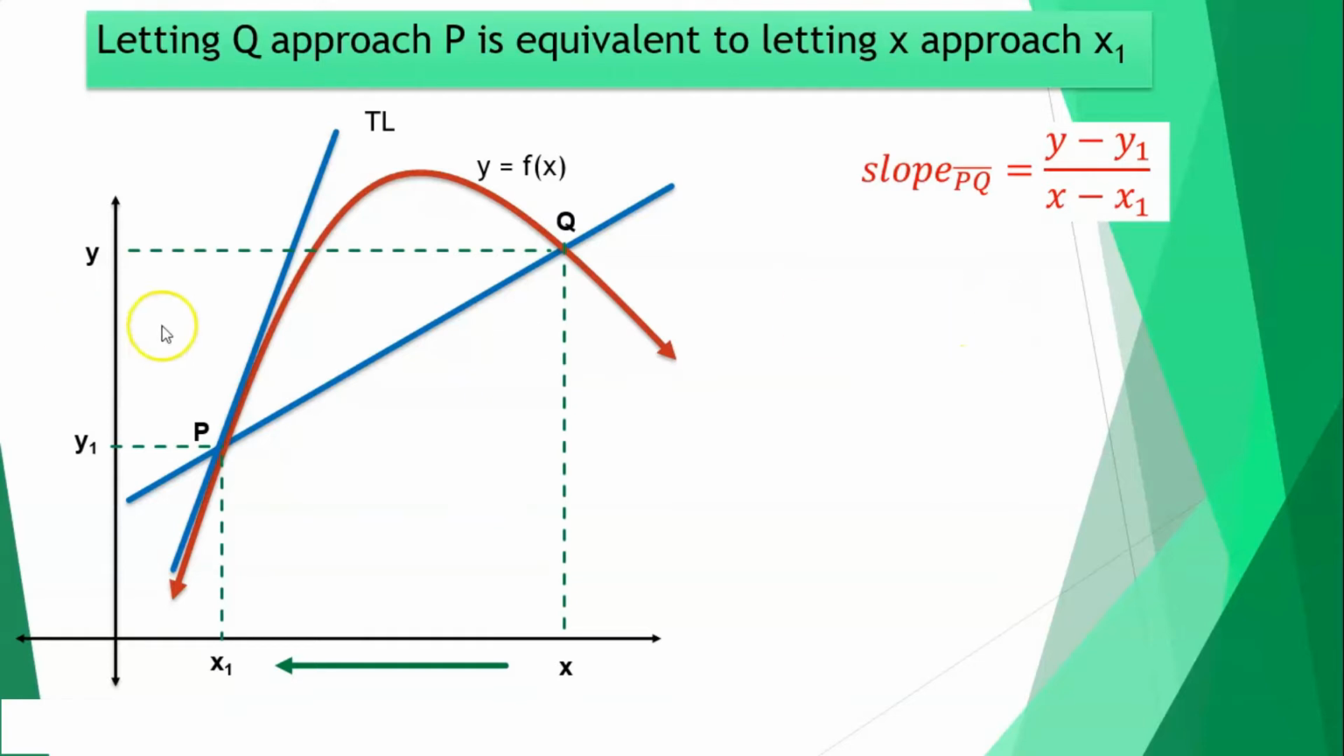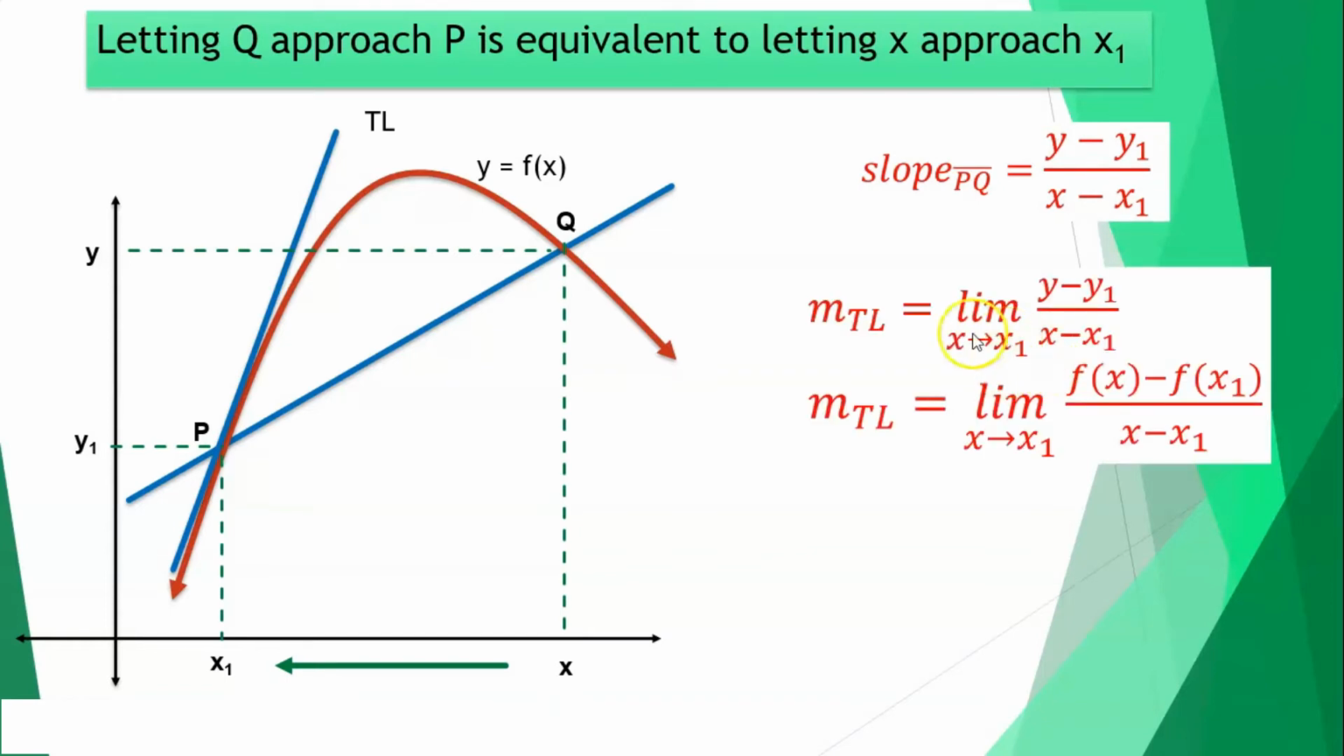So take note, to get the slope of the tangent line, it is the same as finding the limit of the slope of PQ as x approaches x sub 1. Or it's the same thing as saying the limit of f of x minus f of x sub 1 over x minus x sub 1 as x approaches x sub 1. So how come it's like this? So actually these two are exactly the same.